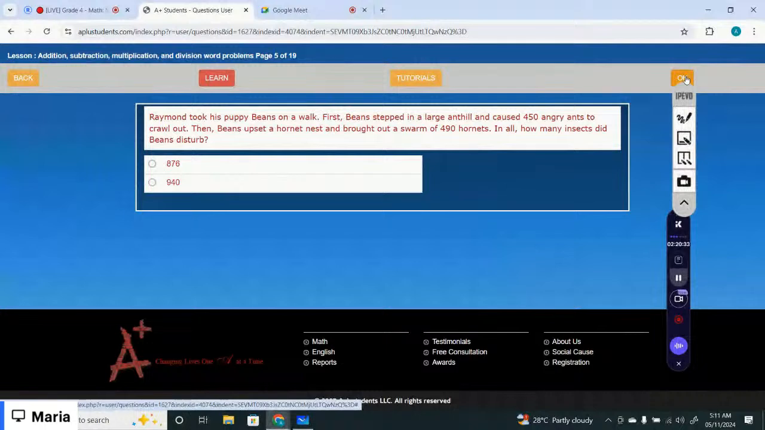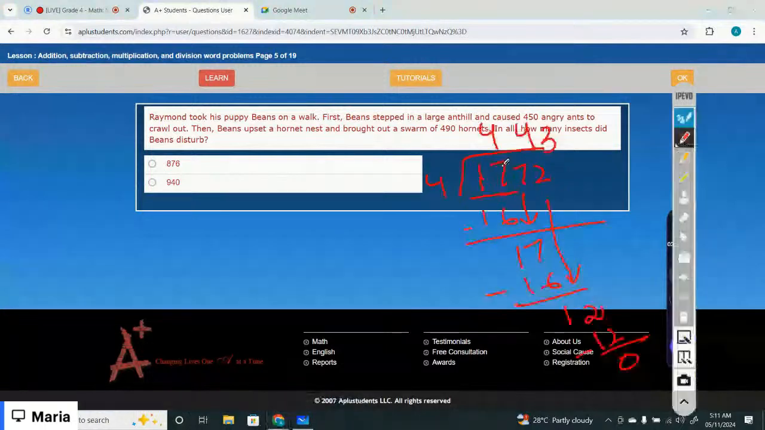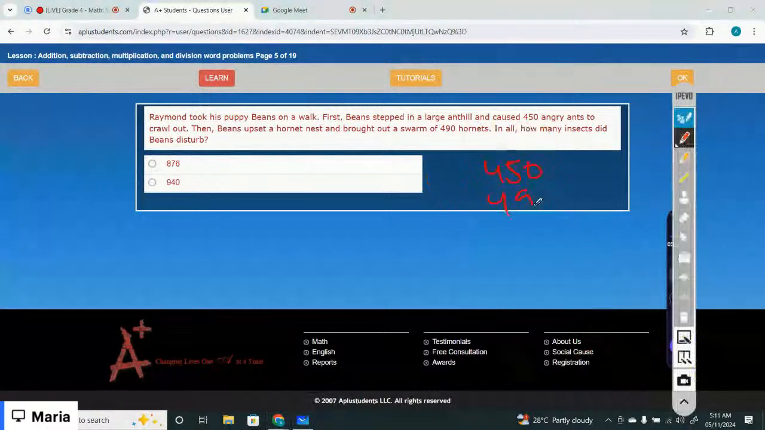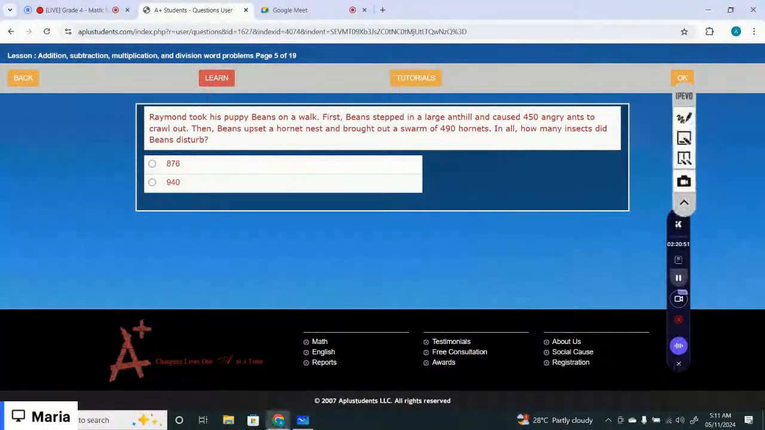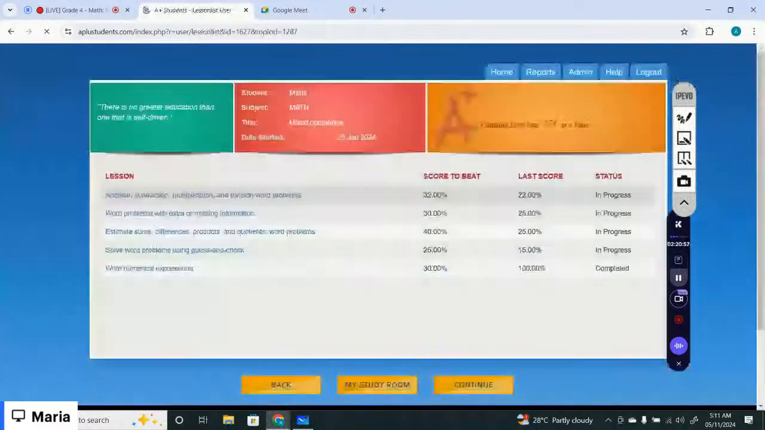You need to calculate the total insects he disturbed. You need to add 455 and 490. 0, 9 and 5 makes 14. So that means total 945 insects he disturbed, right? The correct option is 940. Okay, you can complete the lesson by yourself later today. Let me just move on to the next lesson.